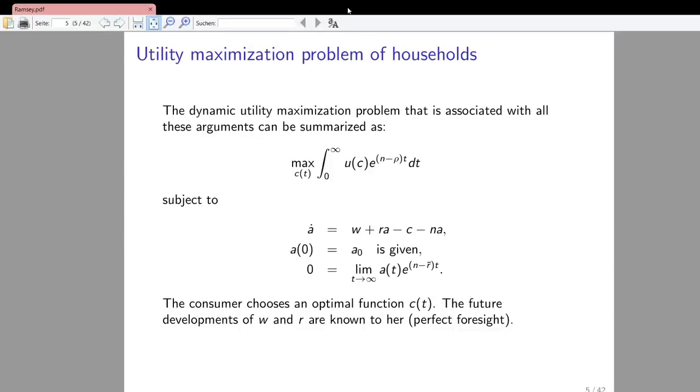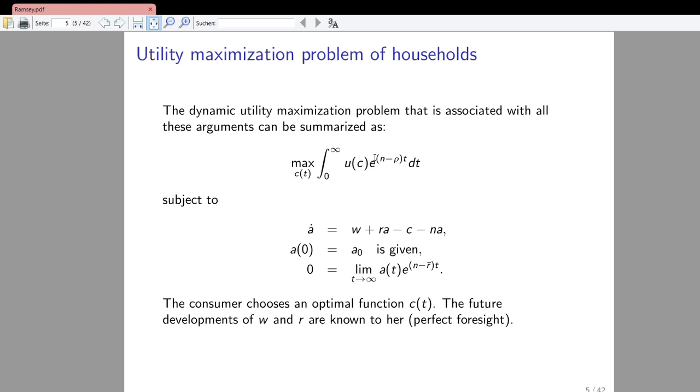Now we have again the problem formulation of the utility maximization problem of households, where households want to maximize the discounted stream of lifetime utility by choosing the consumption path optimally from time 0 up to time infinity. The instantaneous utility function is multiplied with the effective discount factor, which is now e to the power of the population growth rate minus the rate of time preference. And as we said before, n is in absolute terms smaller than rho, and that means that the exponent here is negative, and indeed the future utility is weighed down.